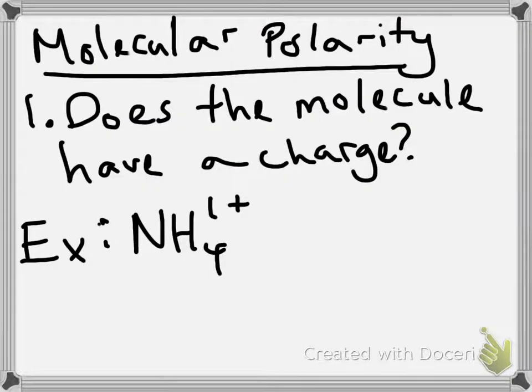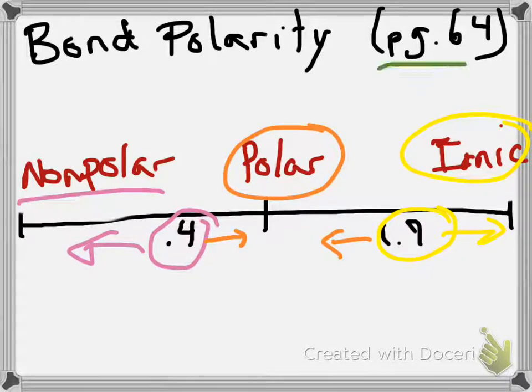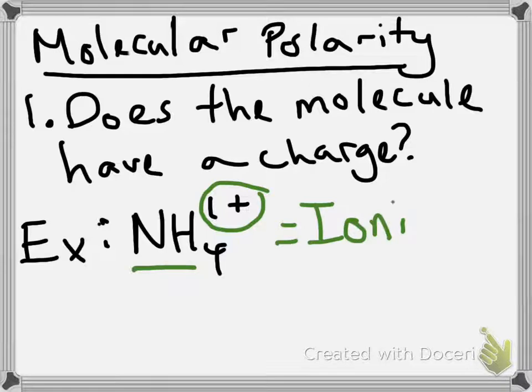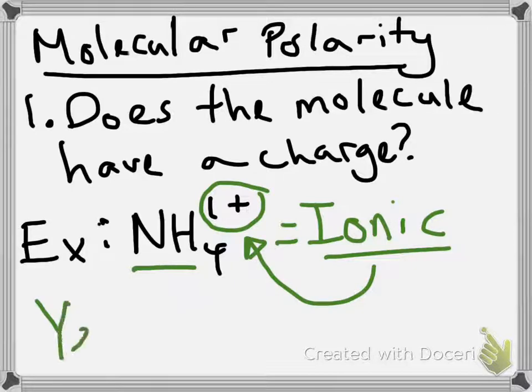So now let's talk about the polarity of an entire molecule. The first question you need to ask yourself, and please write this down on page 64 in your notebook, is, does the molecule have a charge? Okay, so here we have a molecule and it has a charge. This means that it's automatically ionic. If we write out the charge in the formula, right here, it's ionic. So if you answer yes to this question, it's ionic.